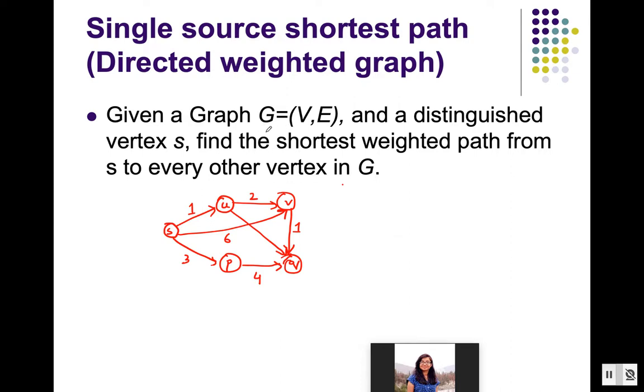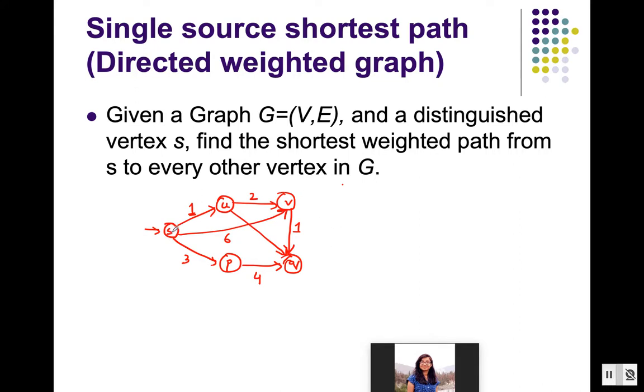Problem definition: the input is a graph, and this graph will be a directed and weighted graph. That means each edge has a direction and each edge has an associated cost, an associated weight. And there will be a single distinguished vertex S. From this S we are going to find the shortest weighted path from S to every other vertex in G. For example, you can see that this one is a directed and weighted graph.